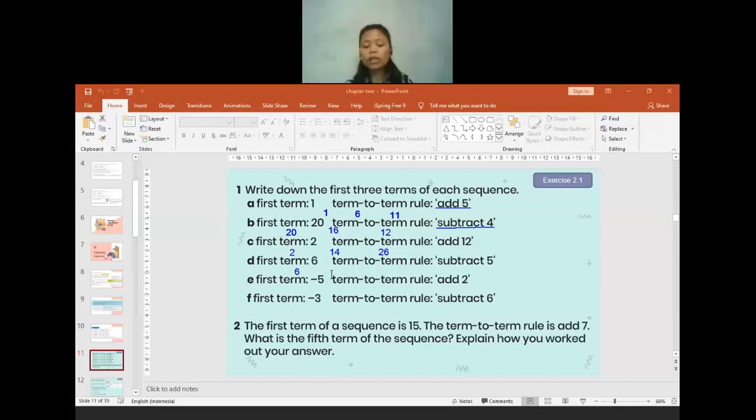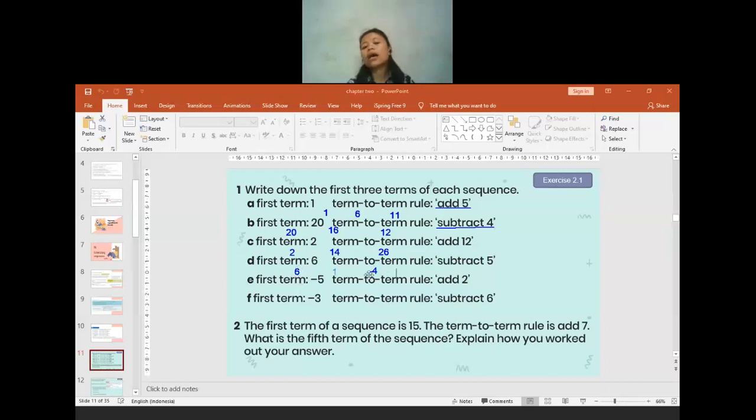After 6, what number will it be? It will be 1. After 1, I subtract 5, it becomes -4. Okay, is there anyone confused? Please read the question properly. The first term is always given.